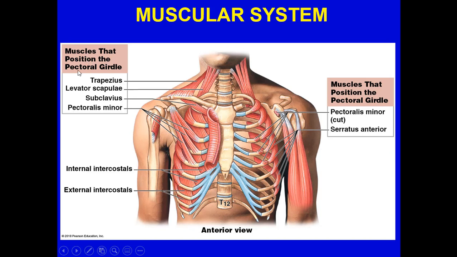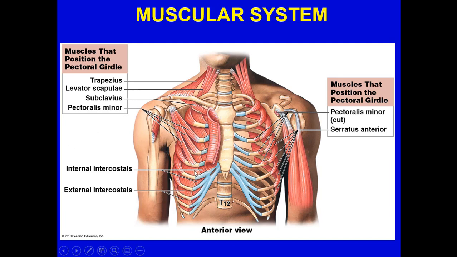The muscles that position the pectoral girdle. Here's the pectoral girdle. Remember that this is basically the clavicle and the scapula. So you have the trapezius here, the levator scapulae here, the subclavius right here, pectoralis minor here.